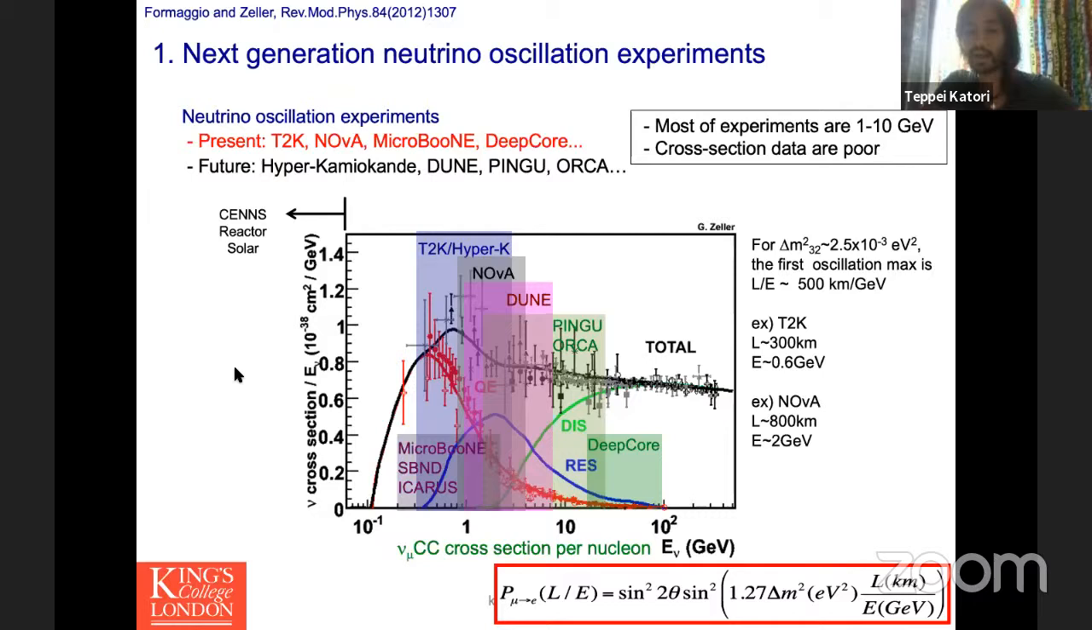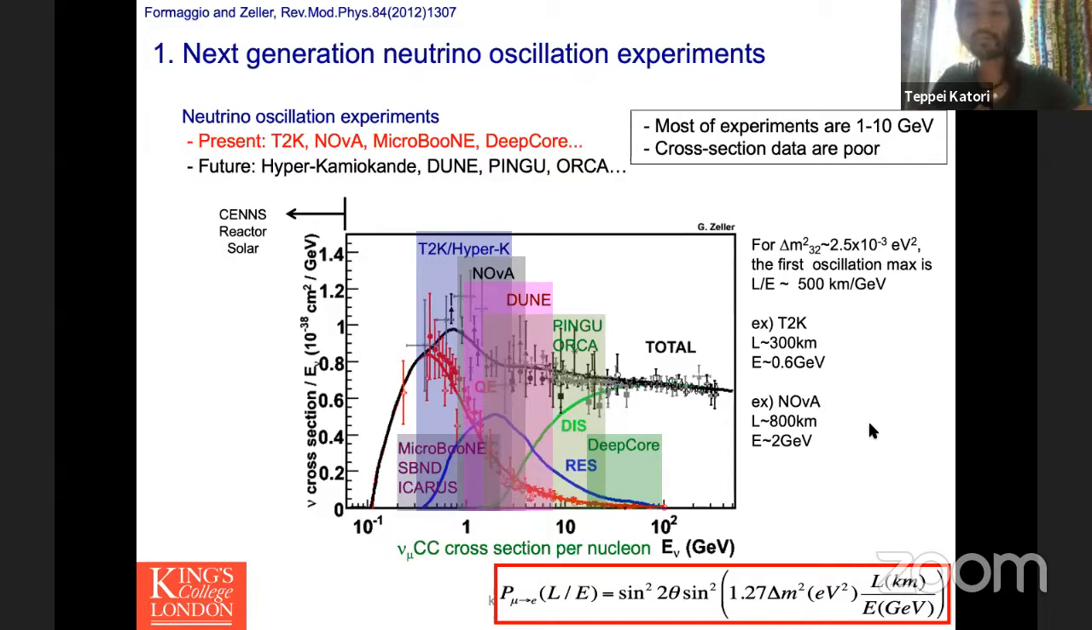The reason you can imagine this way. If you want to see neutrino oscillation, you want to make the phase part of your oscillation to be around one or pi over two. And delta m square is like 10 to minus three eV square, which makes L over E to be around 500 kilometers per GeV. And we don't have many choices for this value, because if the L is really big, then your detector is far away and your flux goes down. So you don't want that.